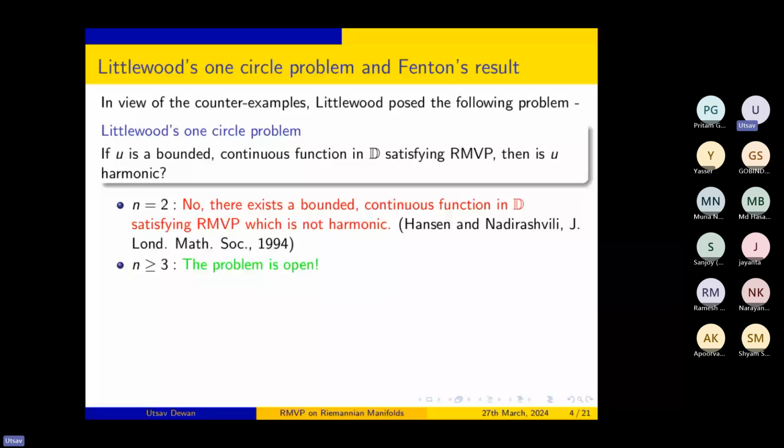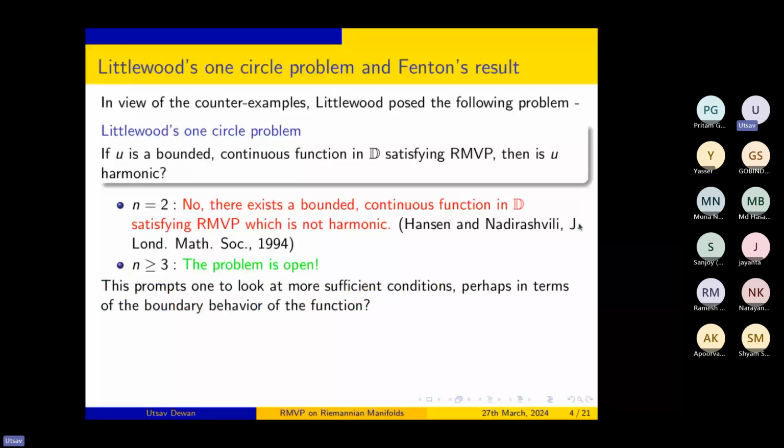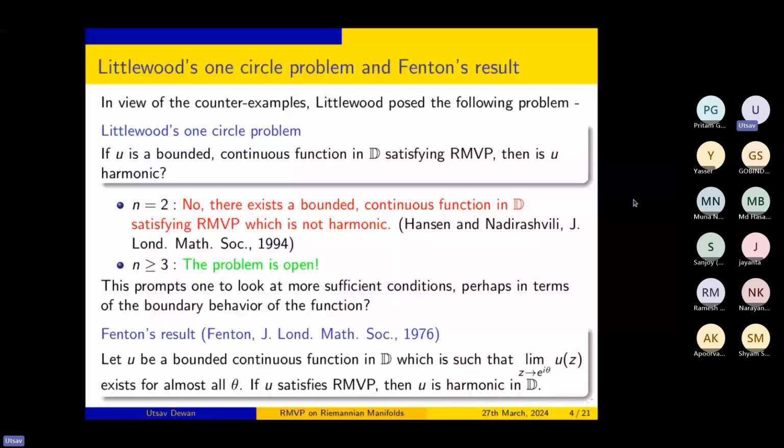So one would be naturally inclined to give this fourth condition as some boundary behavior condition. And so what would be the most obvious choice of boundary behavior if you're not allowed to take the continuous extension on the whole of the boundary? The most naive choice would be that the boundary limit exists on a full measure subset of the boundary, right? And as it turns out, this is actually enough to conclude that the function is harmonic.